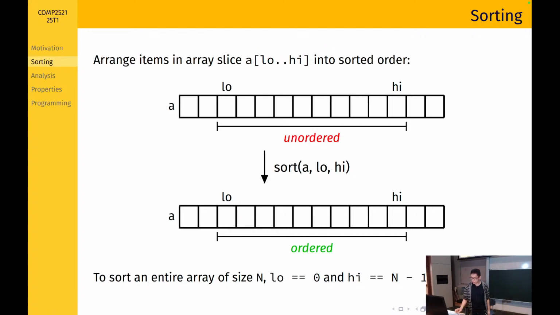And the reason why we are framing our sorting problem like this, sorting between low and high, is that when we get to some of the sorting algorithms, they're going to be recursive. What that means is that we'll be sorting different parts of the array recursively, and that's where passing in a low and high index is going to be useful.